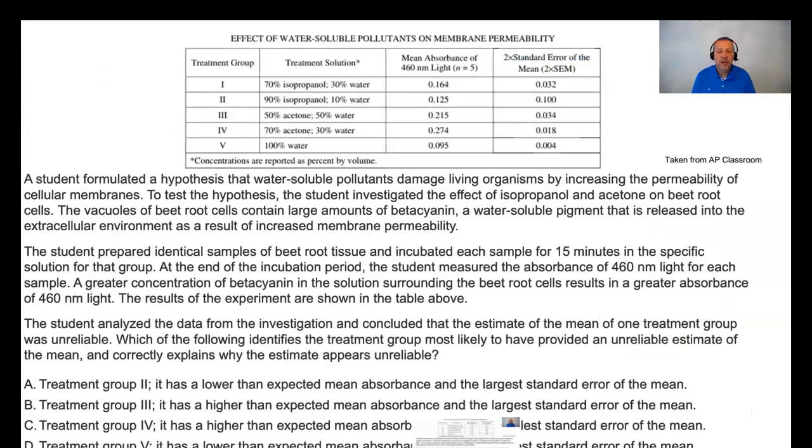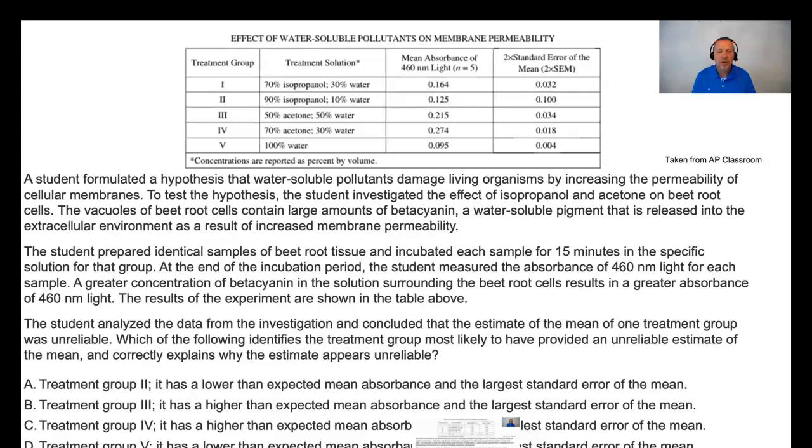Now, let's look at a sample question here. It's a little bit much, but we'll go through it together. It says, the effect of water-soluble pollutants on membrane permeability. So it gives you these treatments, and here's what is going on. A student came up with this hypothesis that water-soluble pollutants damage living organisms by increasing the permeability of the cellular membrane. In order to test the hypothesis, the student investigates the effect of isopropanol and acetone on beetroot cells.